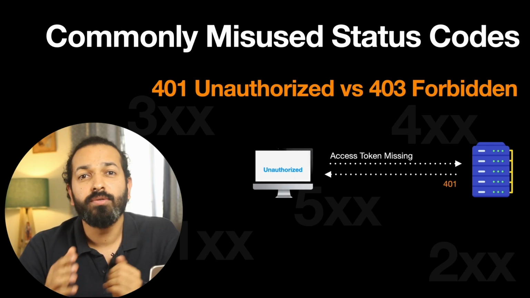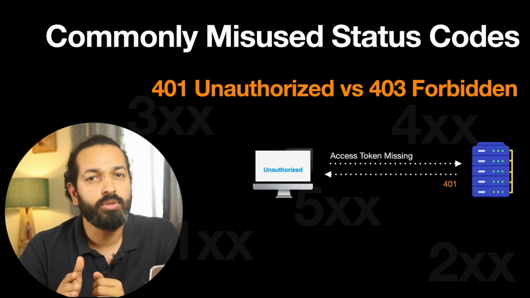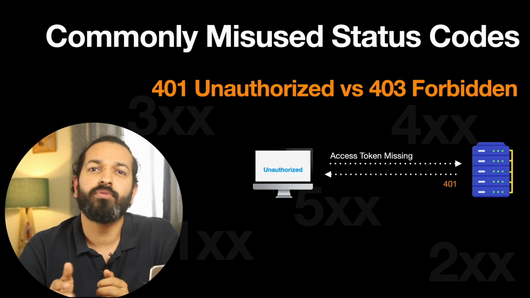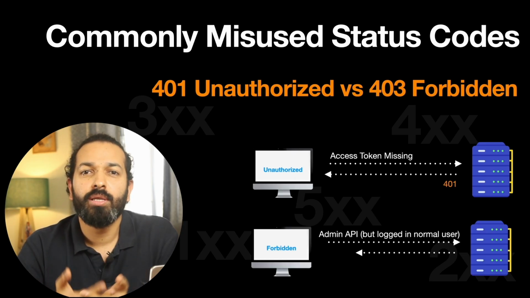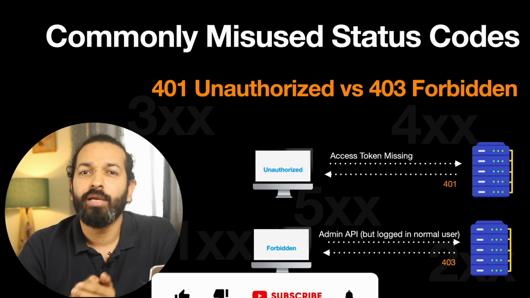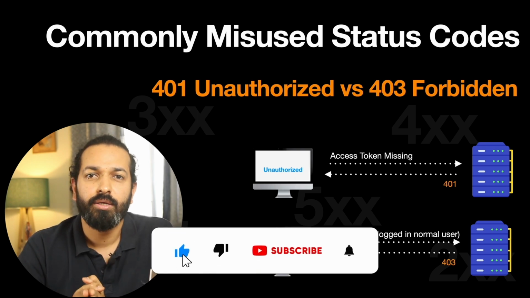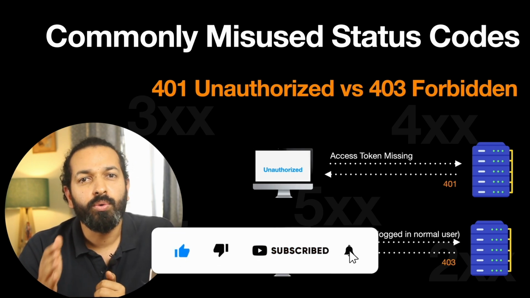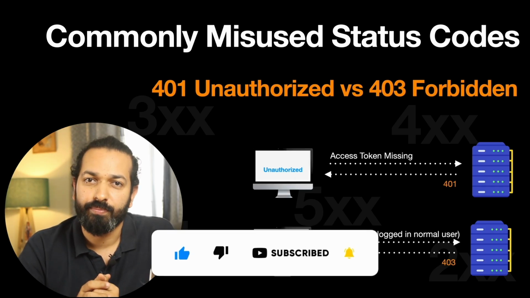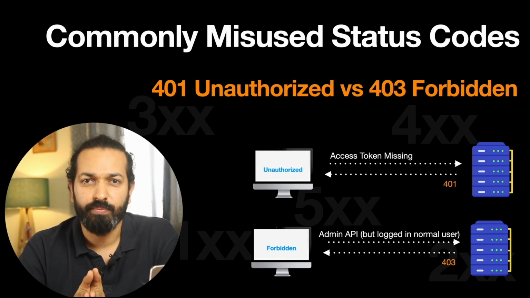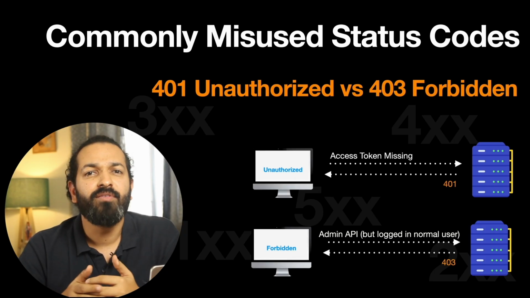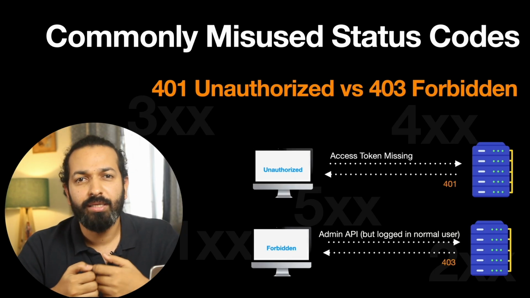Now 403 is forbidden. It means the server knows you, but you don't have the permission to perform that action. For example, you log in as a normal user, but try to call an admin-only API. In this case, you have a valid token, but your role does not allow admin operations. Most developers return 401 for any kind of access issue. This way, front-end developers often get confused: I'm passing the right credentials.